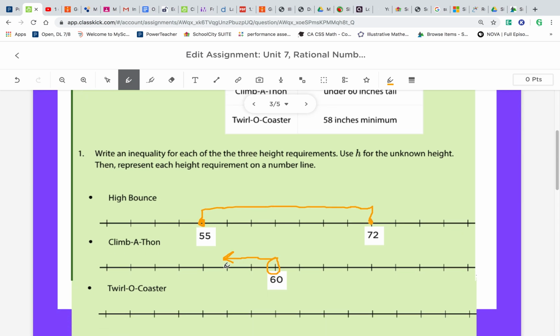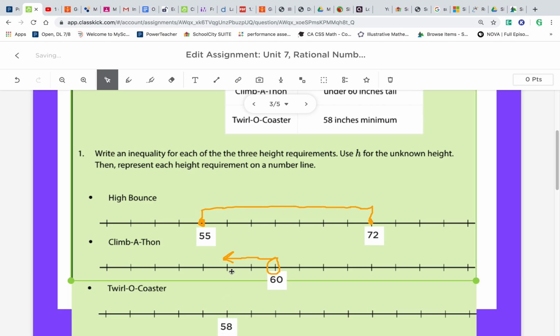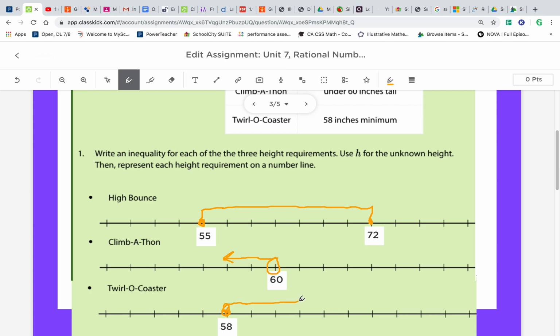For the Twirlo coaster, 58 inches is the minimum. So we can go ahead and add in 58. It doesn't really matter where you add it in. We just want to have it showing up here. There's 58. It needs to be that much minimum. So that means that it can be 58 inches, so I'm going to color in a solid circle at 58, but it can also be more than 58. It can be going this way. You can be more than 58 inches and ride. You just can't be less than 58.